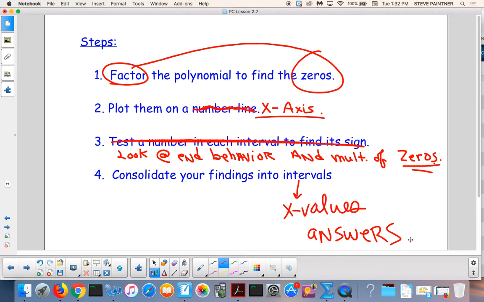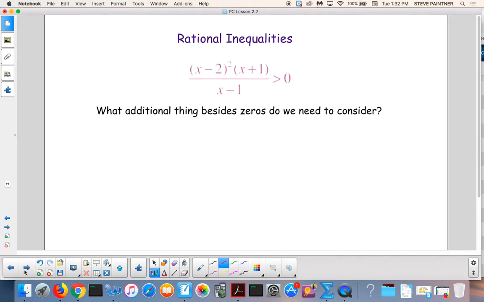Cool. Now, can we move on to the hardest problem? Why is this the hardest problem? Because it's a rational function, which is a fraction. It's what you did yesterday on your 1 through 7 assignment. Okay, so here's the deal. It says, what additional things besides zeros do we need to consider? Okay, look at that. Serena, what do you think?